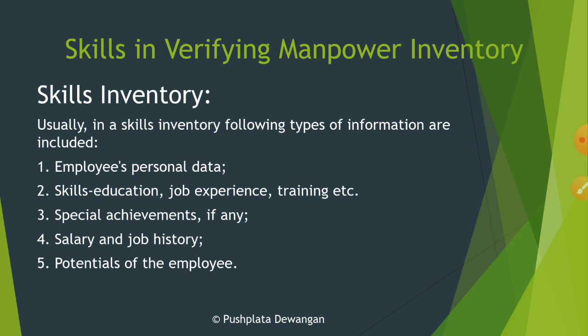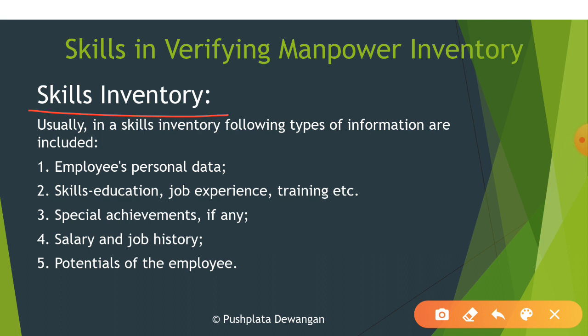So the first one is the skills in verifying manpower inventory. Inventory is a term which is normally used for counting of tangible goods like raw material, finished goods, semi-finished goods, etc. In the same way, an inventory of human resources is also prepared by the human resource manager. For this, the human resource manager generally collects the skill inventory information.